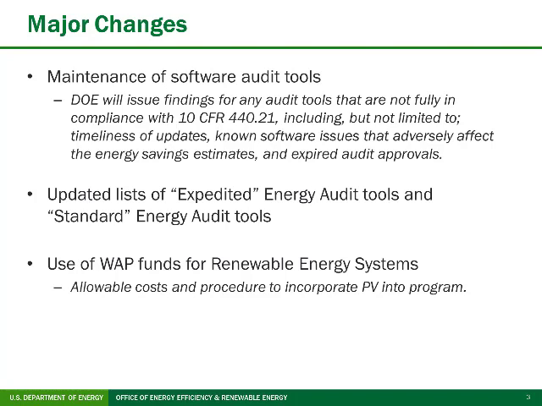What this means for grantees: if you're using a software audit tool that requires an update or an issue is identified that is creating energy savings estimates that are inaccurate or fall out of compliance with regulation, you're going to have 60 days to correct those. Any known software bugs that are identified by the developer, they will have 30 days to correct those.